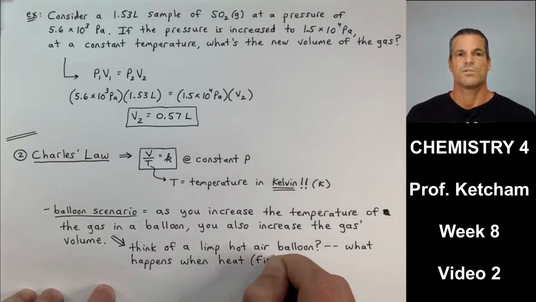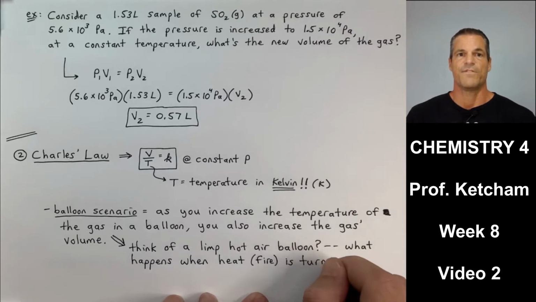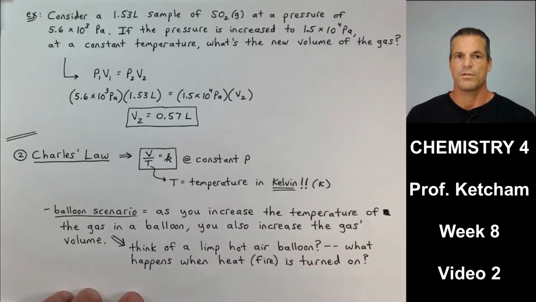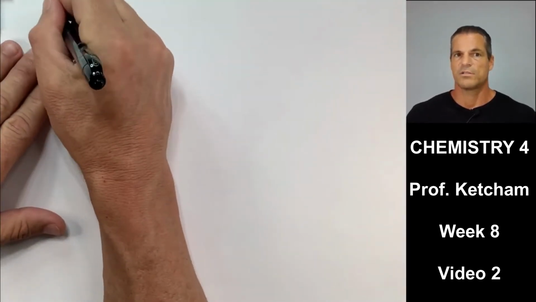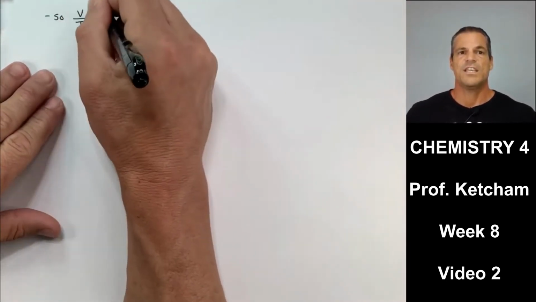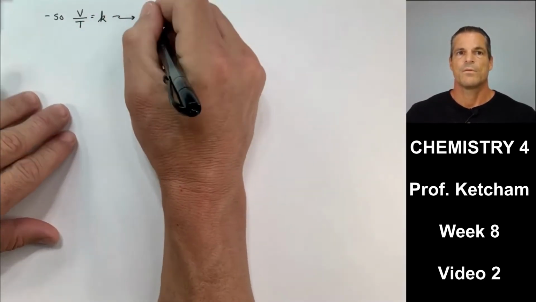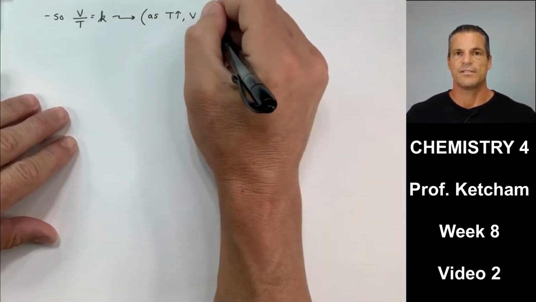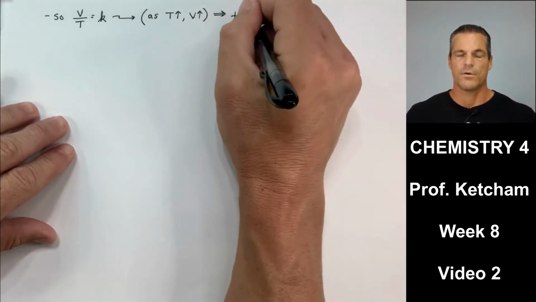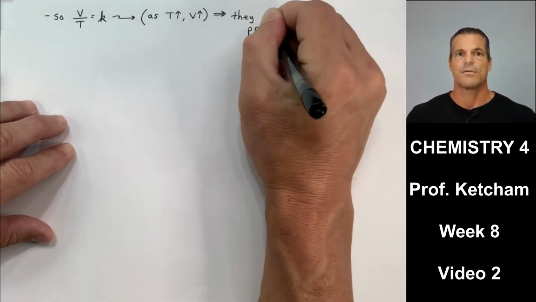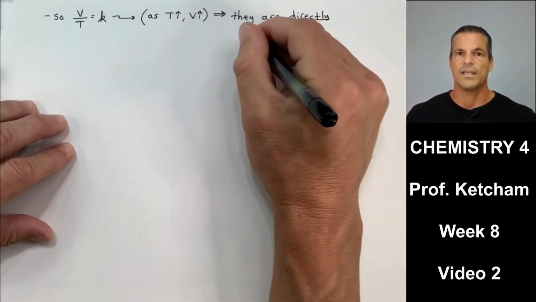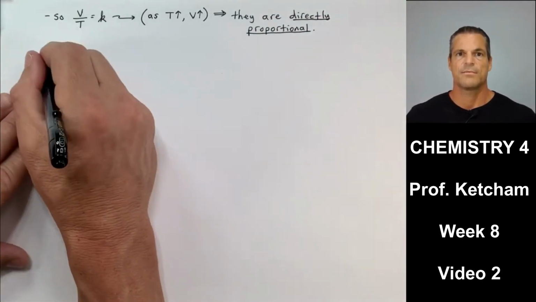So Charles' law, the relationship between volume and temperature, is a bit different than it was for Boyle's law. Here we have a fraction, V over T equals K. So what can we say about Charles' law? Well, if V over T equals K, then as the temperature increases, the volume is also going to increase in order to keep the value equal to some constant K. So temperature and volume are directly proportional in this case.